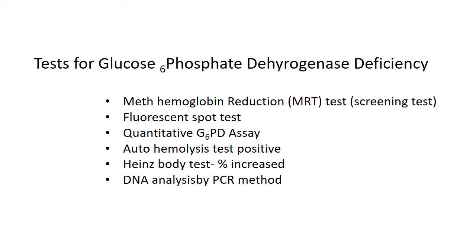Autohemolysis test is said to be positive. Heinz body test percentage increases, and DNA analysis by PCR method. These are the special tests done. Autohemolysis test and Heinz body test will be explained in the later classes.